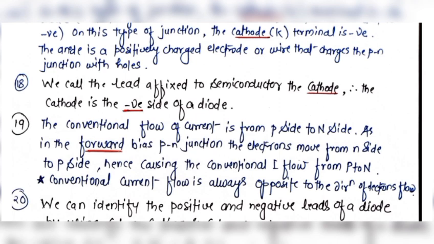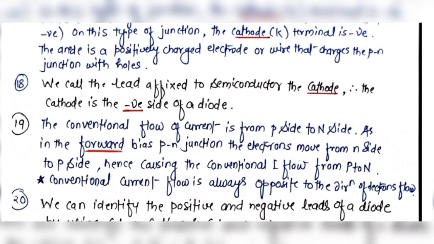Anode is a positively charged electrode or wire that charges the PN junction with holes. We call the lead affixed to the semiconductor the cathode. Therefore, the cathode is the negative side of a diode.